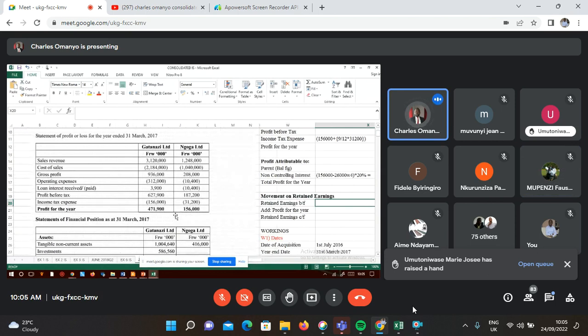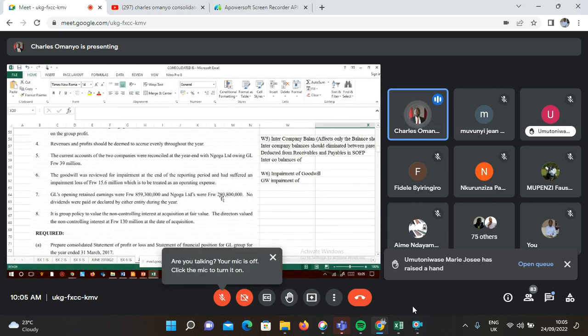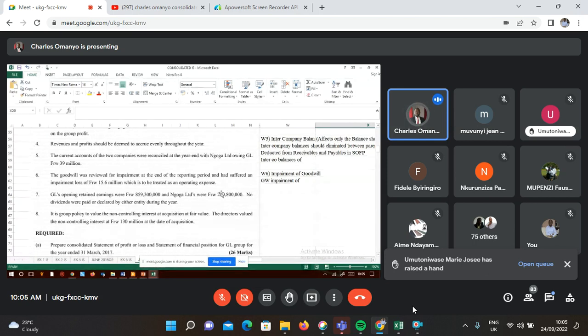Okay, fine. Let's finalize this. Now, what was the retained earnings? Do you see this statement? GL's opening retained earnings were 859,300, and Ngonga Limited's were 280. Opening. Are we interested in the profit of Ngonga opening? No. Why are we not interested? You remember the explanation I gave in the other question? Because this profit was made before we acquired Ngonga. Remember, Ngonga was acquired during the year. So this profit at the beginning, opening retained earnings, is not our profit. Why is it not our profit? It is profit that was made before we acquired Ngonga.